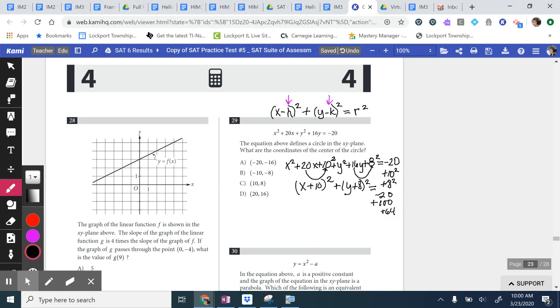But again, in this problem, I'm not interested in that. I'm just interested in the center. And the center here, my h is negative 10 and my k is negative 8. So my center is B, negative 10, negative 8.